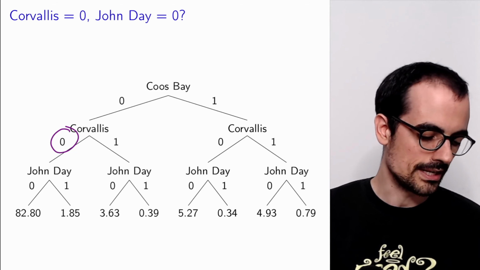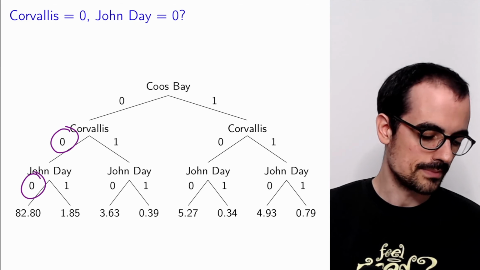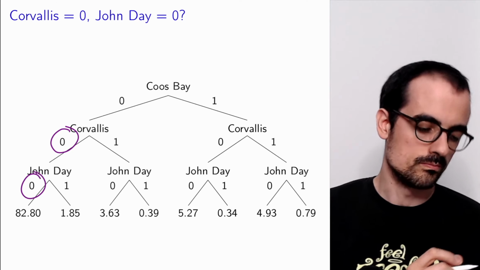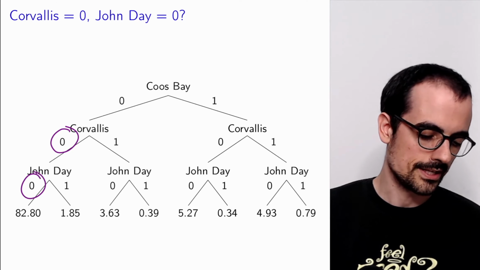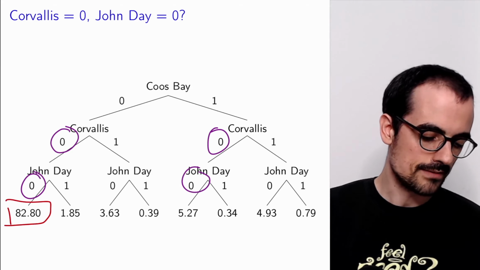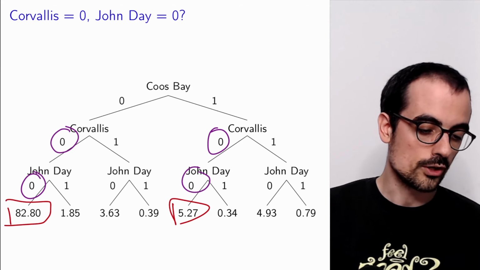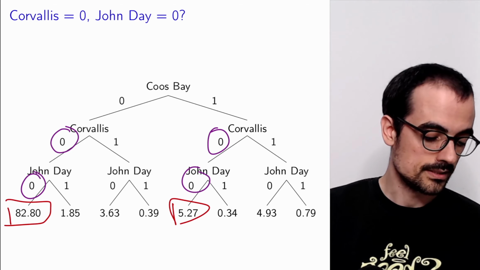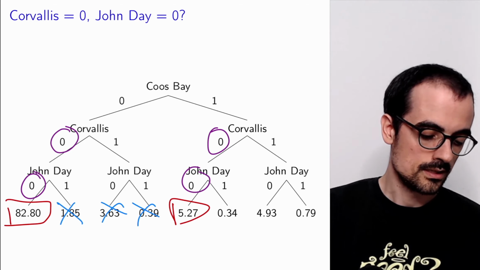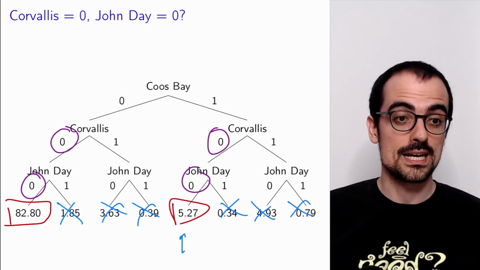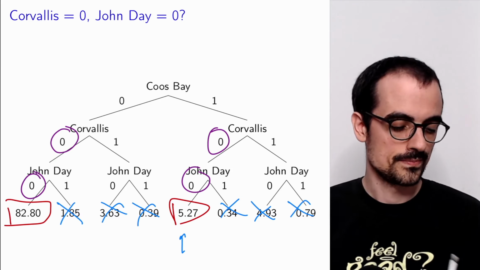Okay, so here imagine that we want to condition on it not raining in Corvallis and it not raining in John Day, which happens here and here. Basically, that means that these probabilities are the relevant ones. So if we want to know the conditional probability that it does rain in Coos Bay given that, then we discard these guys and we renormalize these guys. That's going to give us the probability that it's raining in Coos Bay. But we have to renormalize by dividing by their sum.